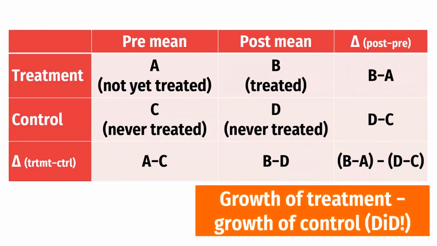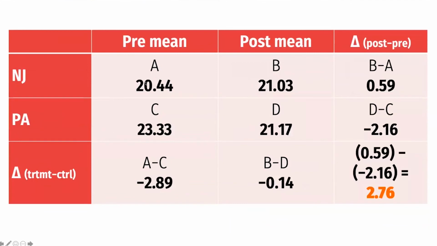What this looks like is here. We already saw these numbers, where New Jersey before the minimum wage had 20.44, after had 21, so there's our 0.59.